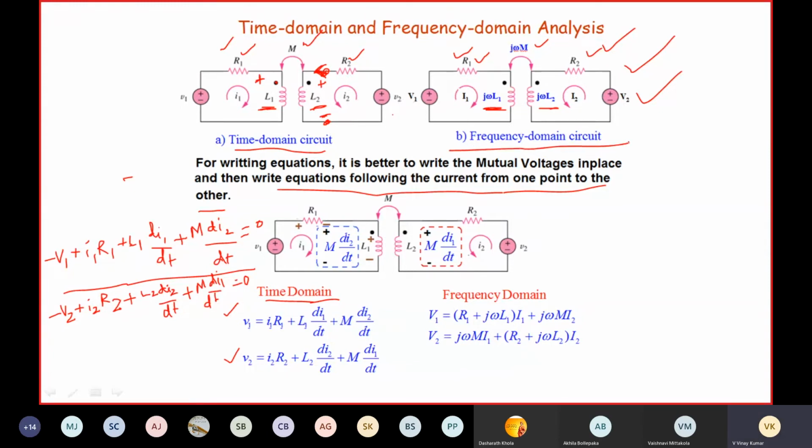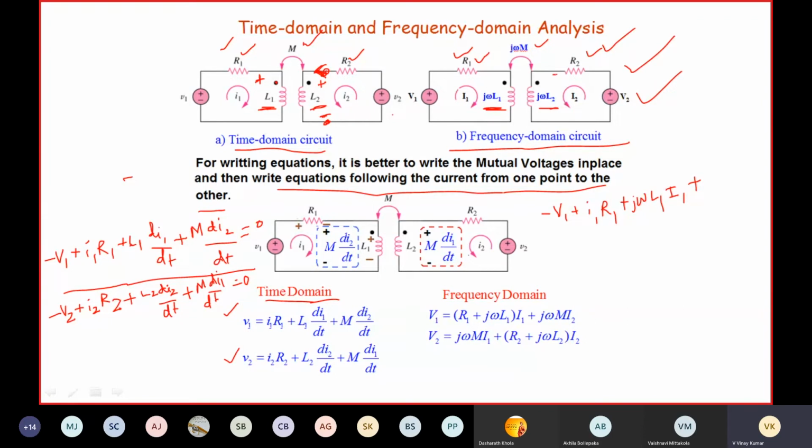Now consider the frequency domain circuit. You apply KVL around loop 1 by considering the frequency domain circuit. Let me apply KVL around loop 1. Then you are going to get the equation minus V1 plus I1 R1 plus j omega L1 I1, where j omega L1 is the impedance, which multiplied by current gives voltage. Plus the mutual induced EMF in coil 1 due to the current flowing through coil 2.